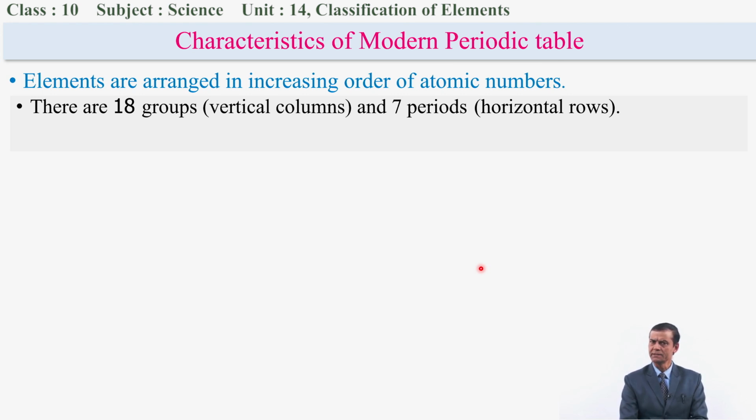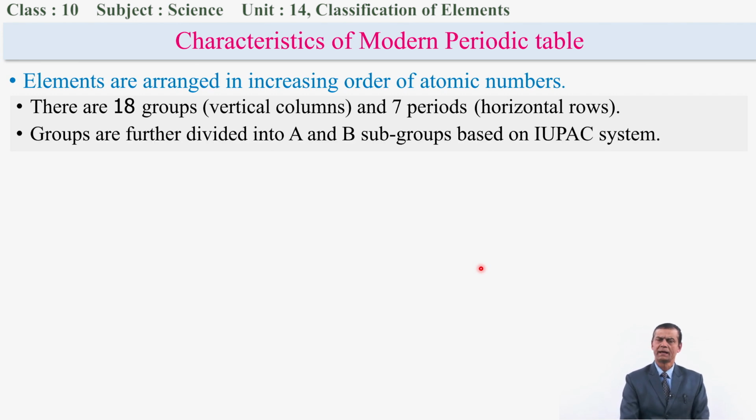In Mendeleev's periodic table there were only 8 groups, but here 18 groups. How are groups divided then? Groups are further divided into A and B subgroups based on the IUPAC system. Do you know IUPAC, the full form of IUPAC?